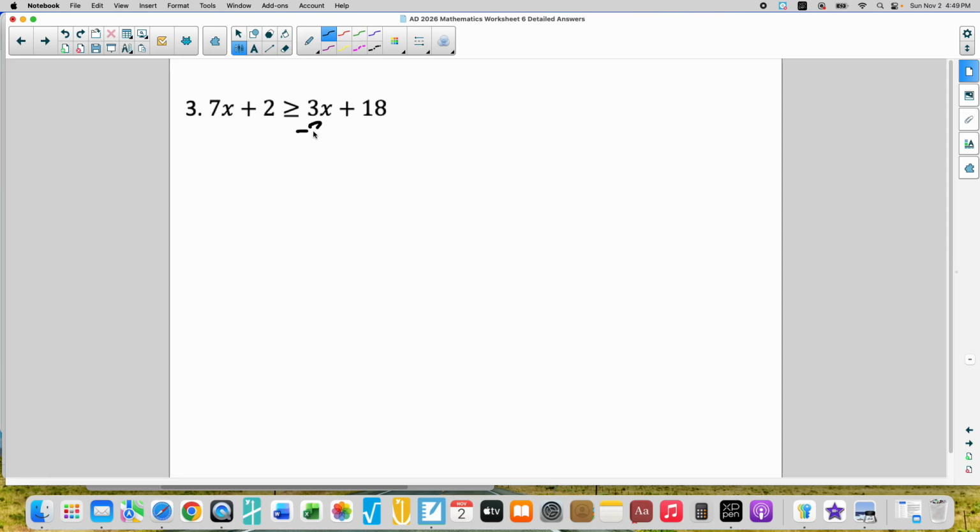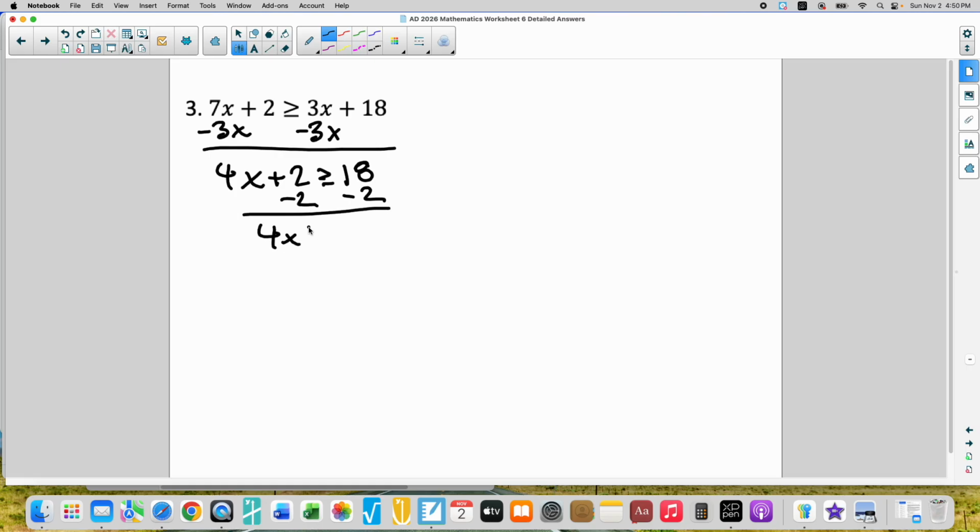We're going to move our variables first. I always move variables before constants. That gives us 4x plus 2 is greater than or equal to 18 minus 2. 4x is greater than or equal to 16 divided by 4. My solutions are greater than or equal to 4.